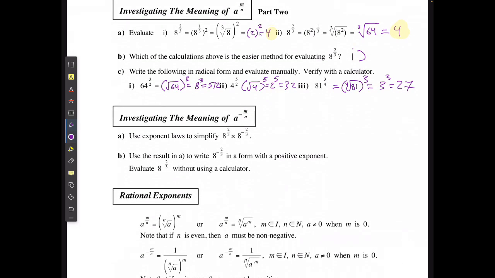Now, if I have a negative rational exponent, if I'm using the exponent laws to simplify 8 to the power of 2 over 3 times 8 to the power of negative 2 over 3, then that would be the same as 8 to the 2 over 3 plus negative 2 over 3, which is going to cancel out to give me 8 to the 0, or just 1.